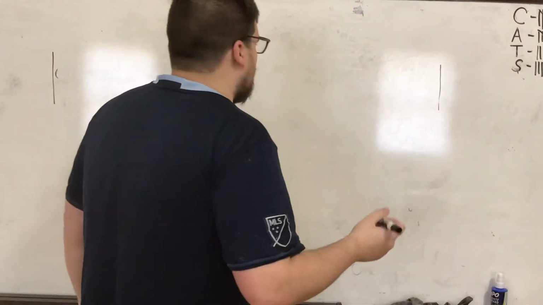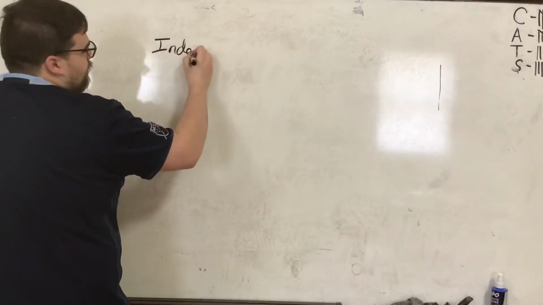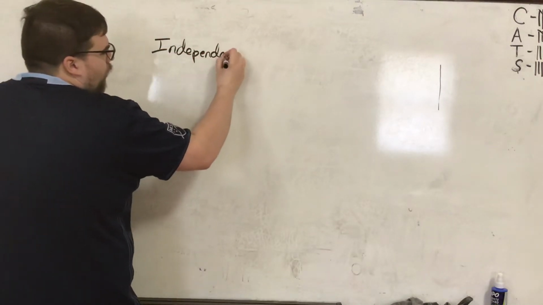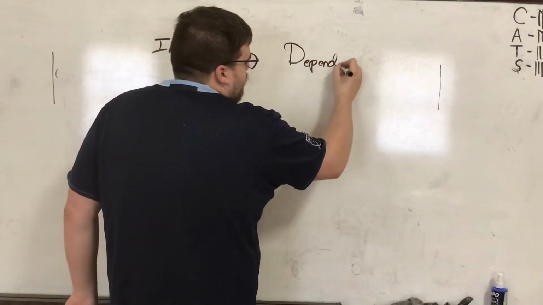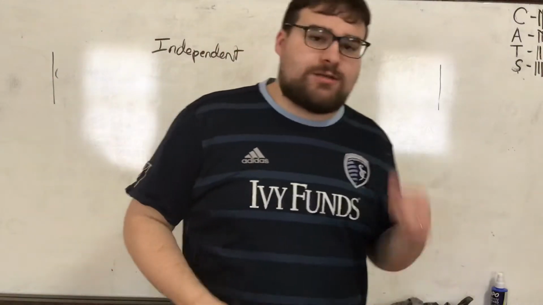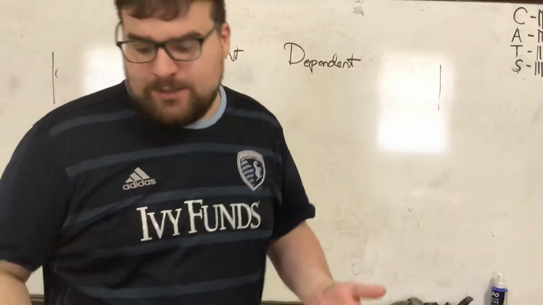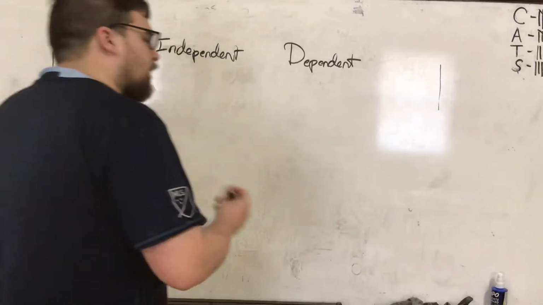Compound events are considered one of two things: independent or dependent. So before we get into what the difference between independent and dependent means for a compound event, we need to talk about what a compound event is.